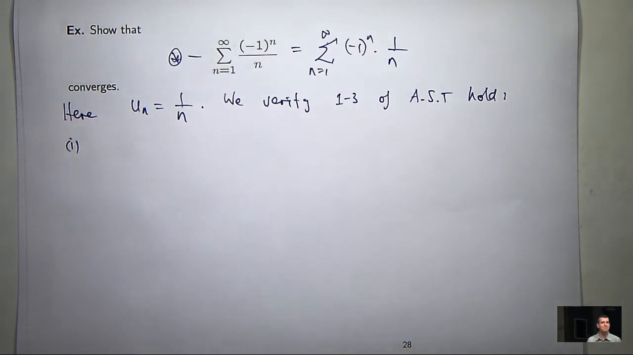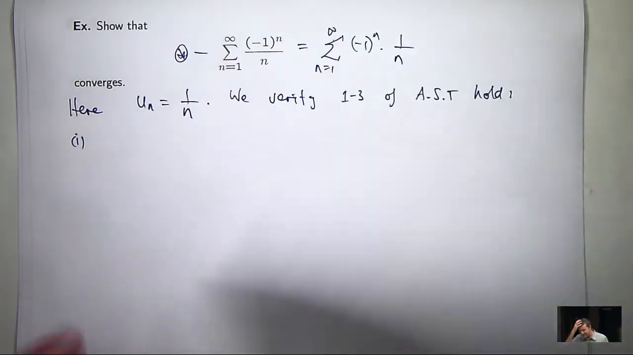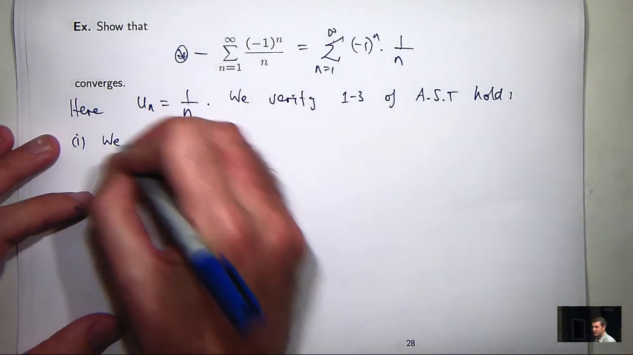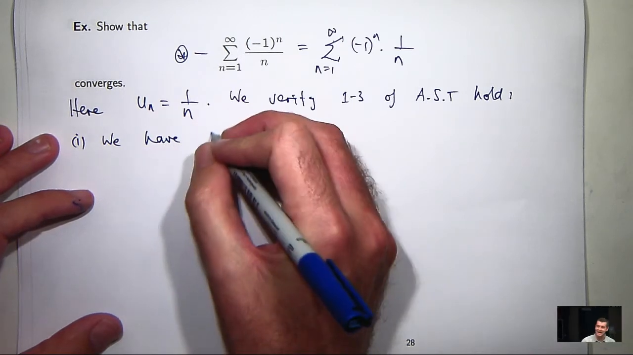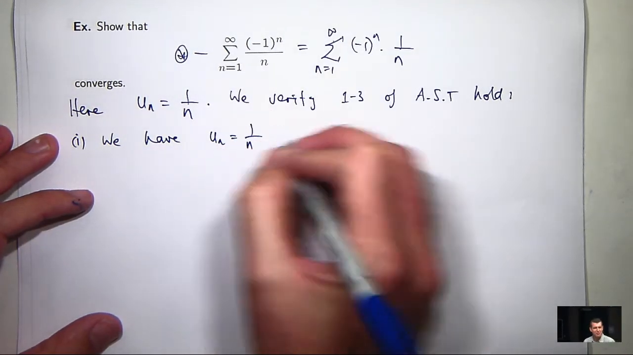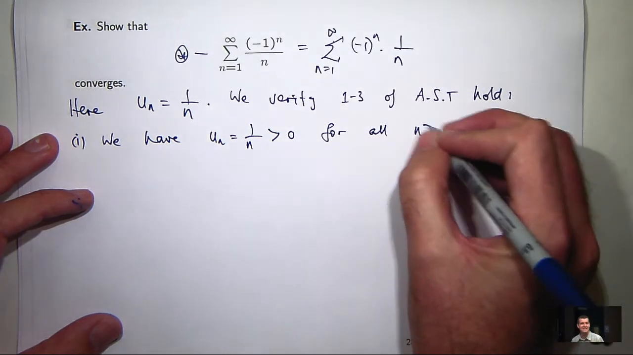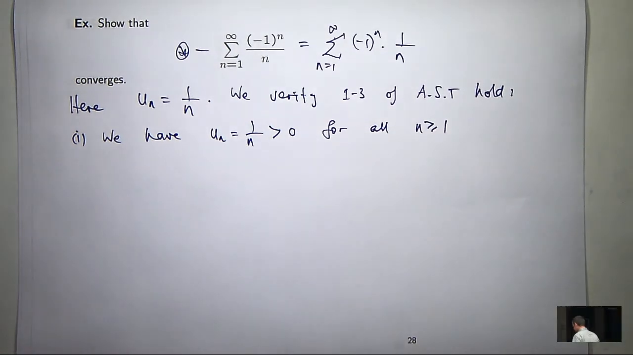All right, so the first little condition here is all the u_n are positive. That's certainly true for 1 on n. 1 on n is positive for n greater than or equal to 1, so that's easy.